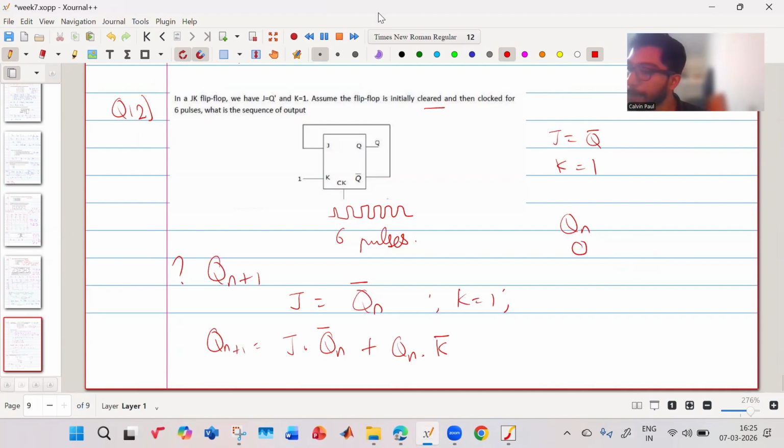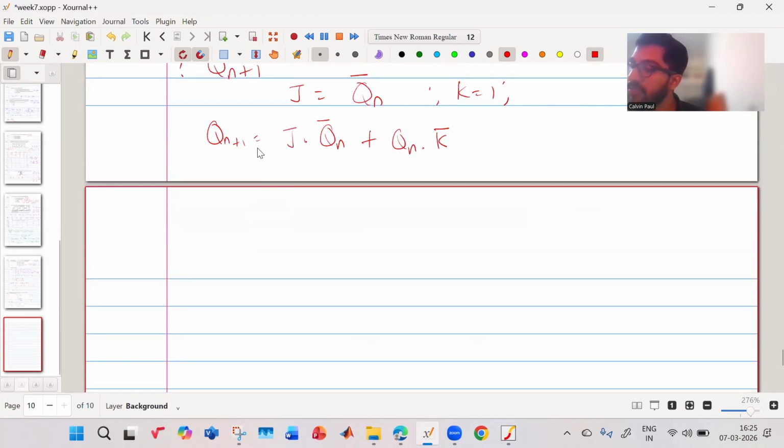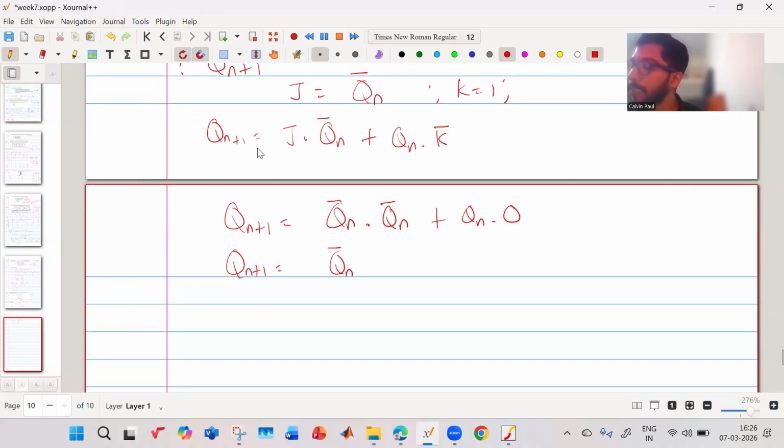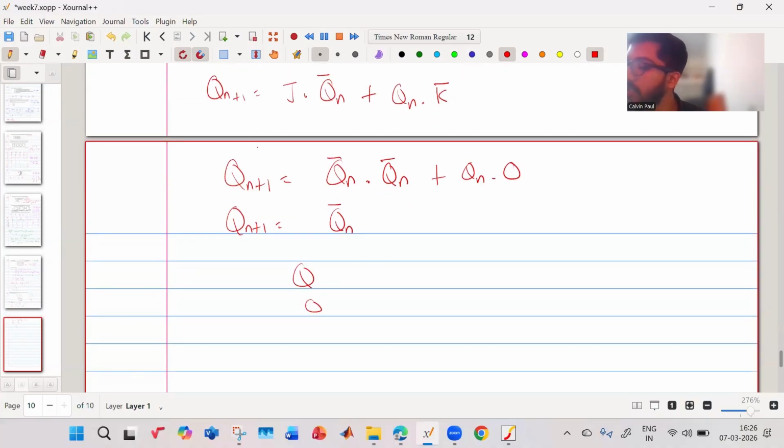Okay. So now let us substitute. So J again is Qn bar. So this Qn bar and Qn bar plus Qn and K is 1. So K bar is 0, Qn and 0. So basically your Qn plus 1 is equal to Qn bar. Okay. Now, initially what was Q? Q initially was 0.